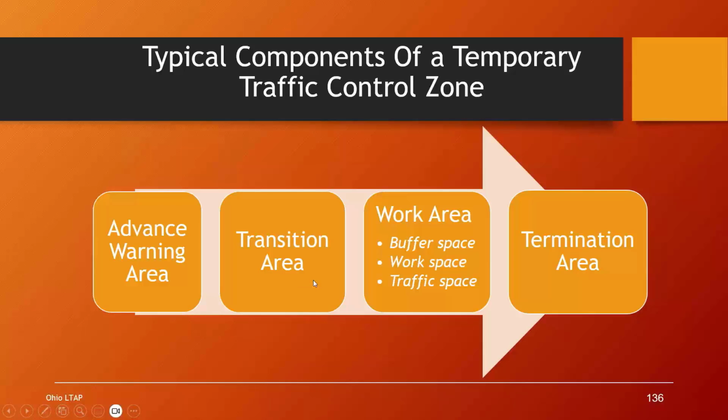Then we arrive at the transition area, which usually has a taper there to move us over from one lane to the next. Then we arrive at the work area, which consists of the buffer space, then the workspace, then the traffic space. The traffic space is the motorist in their lane. And then we have the termination area, where a lot of times we have another short taper that directs traffic back into their normal lane. And then you might see a sign that says end road work in the termination area.